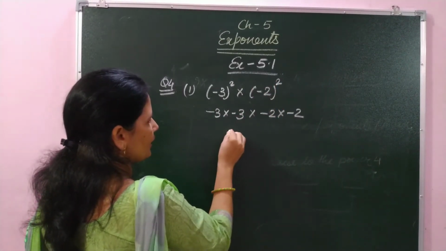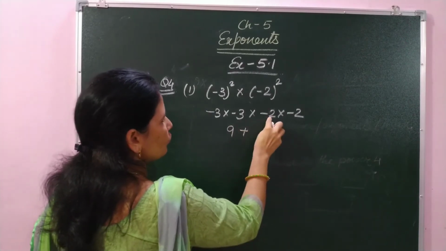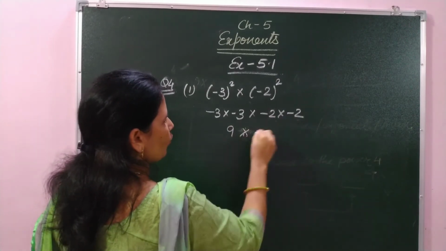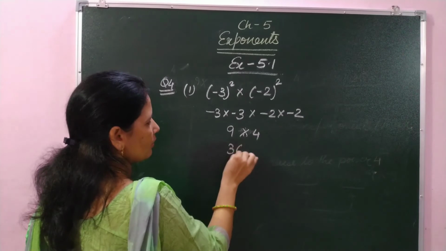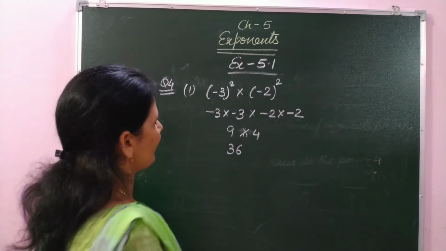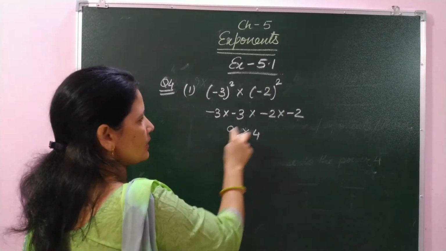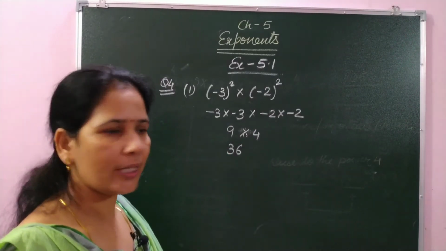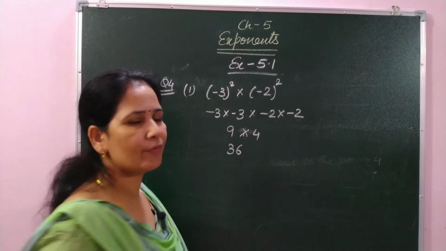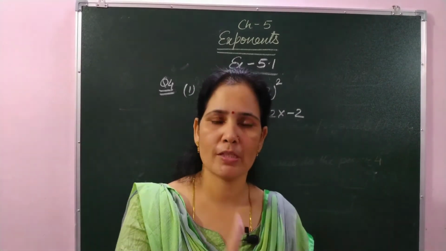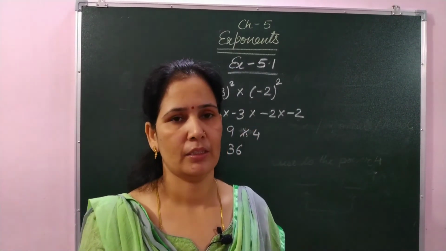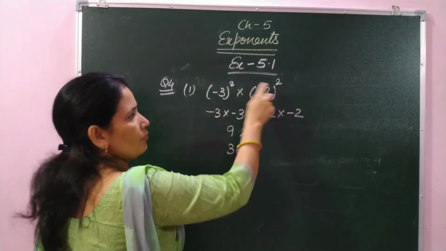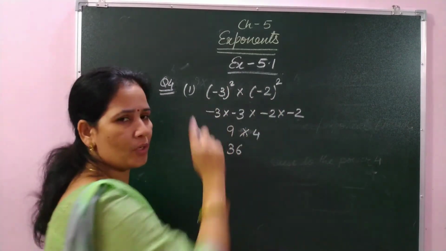3 3s are 9, and 2 2s are 4, and 9 4s are 36. And students, as we observe, minus minus is plus, minus minus is plus, and plus plus is plus. So when we multiply these types of negative numbers, we always have to observe the power, because the power is an even number in both, so the answer will be positive.